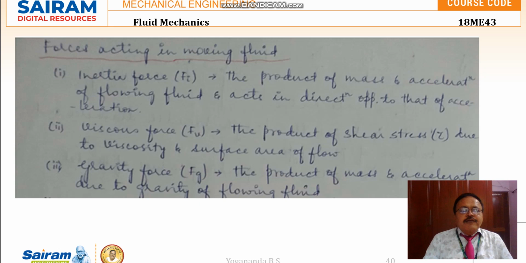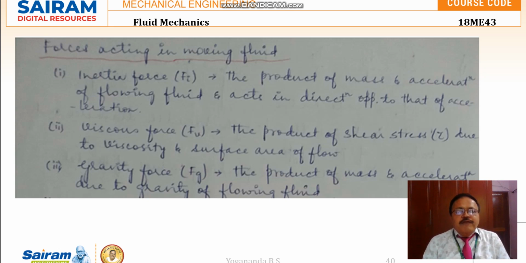Inertia force, so that is Fi. It is the product of mass and acceleration of the flowing fluid, and this inertia force is acting in the direction opposite to the direction of acceleration. Inertia, so that is the state of rest. So naturally the inertia force is acting in the direction opposite to the direction of acceleration.